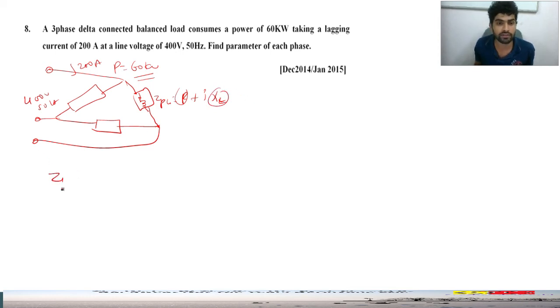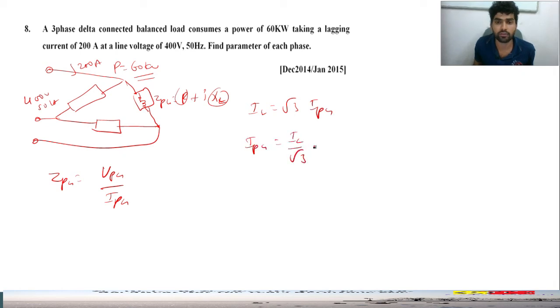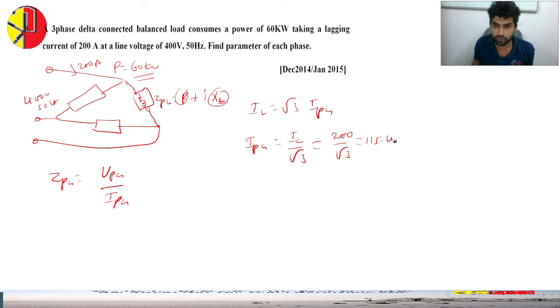So Z phase is equal to what? V phase by I phase. How to calculate I phase now? For a delta connected system, IL is equal to root 3 I phase. So I phase is equal to IL by root 3, right? So what is the value? 200 divided by root 3. You will get 115.47 amps.